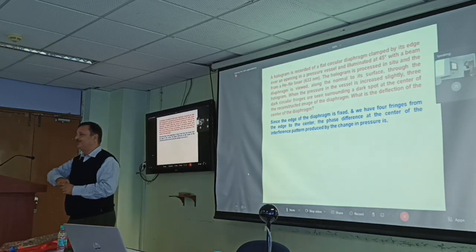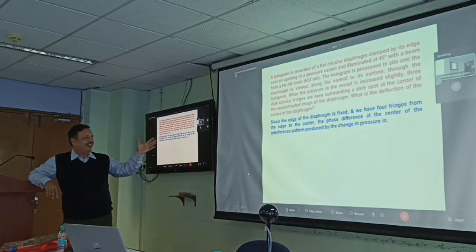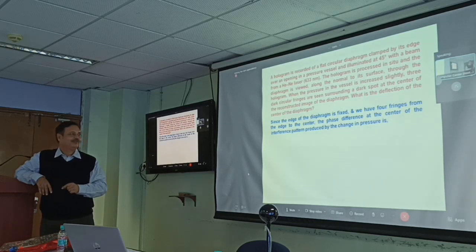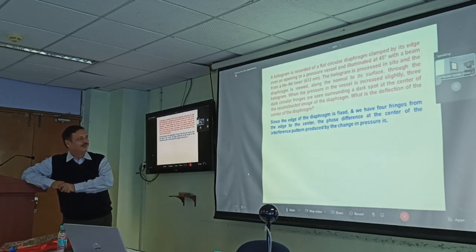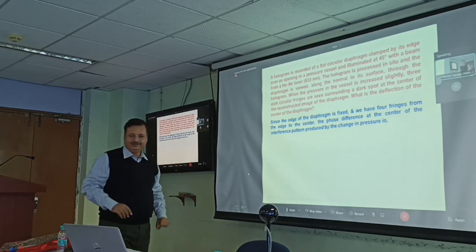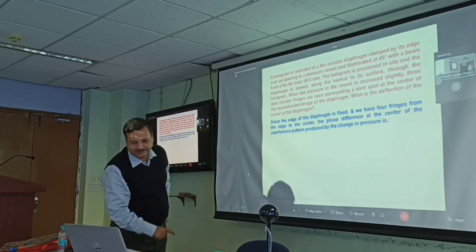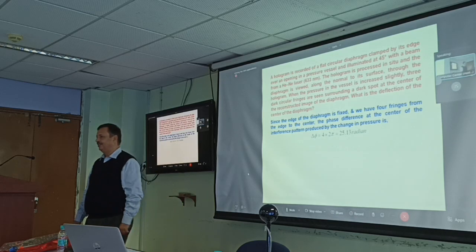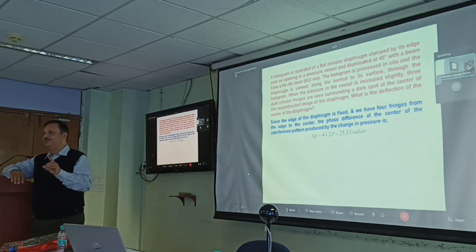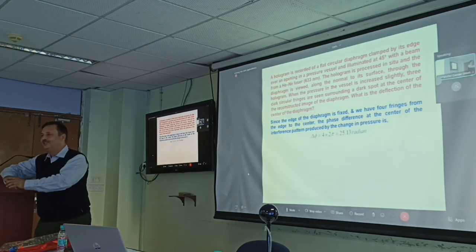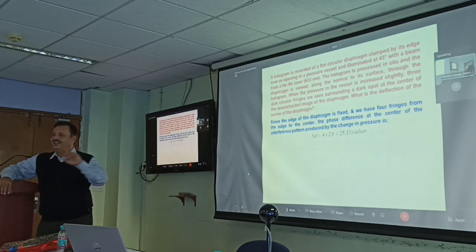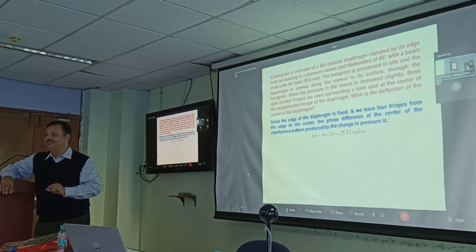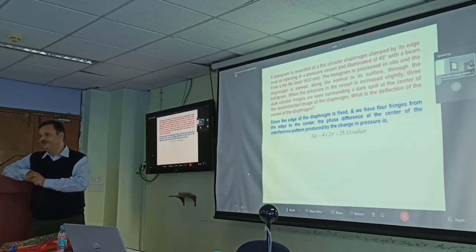I am going to give you the solution also. Since the edge of the diaphragm is fixed, we have 4 fringes from the edge to the center. So what will be the phase difference? We have to calculate del phi. As you know, it is 4 fringes. The formula which I talked about yesterday is 2m pi. Here m is 4, since we are talking about the 4 fringes, so it is 4 into 2 pi.